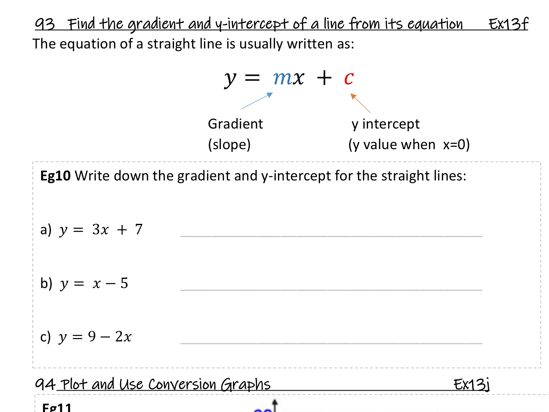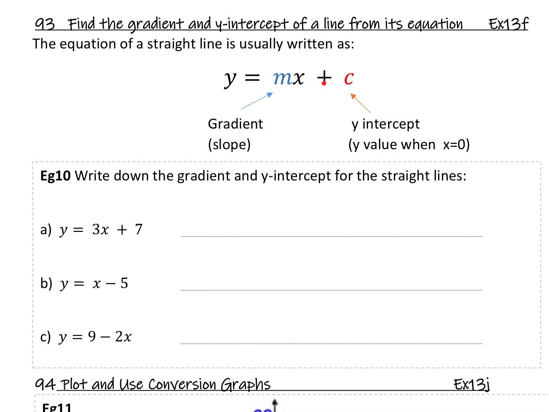The equation of a straight line is usually written as y equals mx plus c. m, the number in front of the x, is your gradient or your slope. Remember to find that, you draw a triangle and do the rise over the run, or the change in the y values divided by the change in the x values.